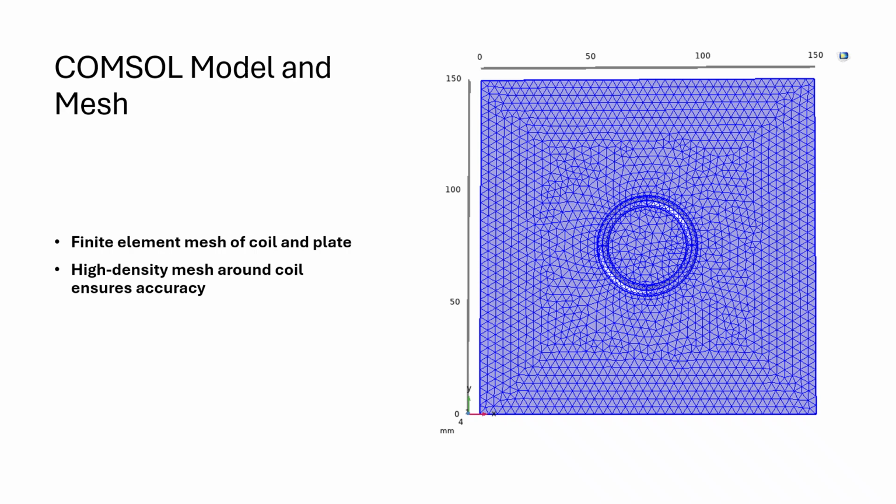The finite element mesh of the aluminum plate and copper coil assembly used in the electro impulse de-icing simulation. It is a high density mesh around the coil that ensures accuracy.